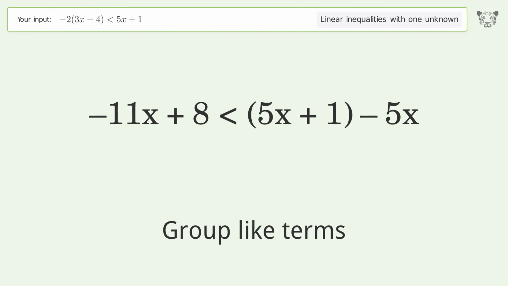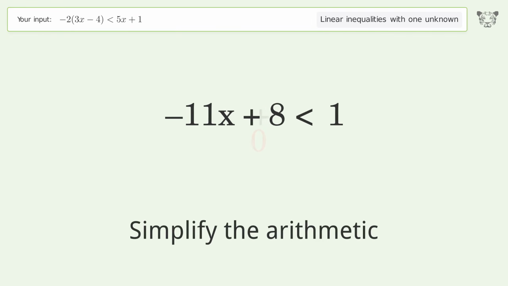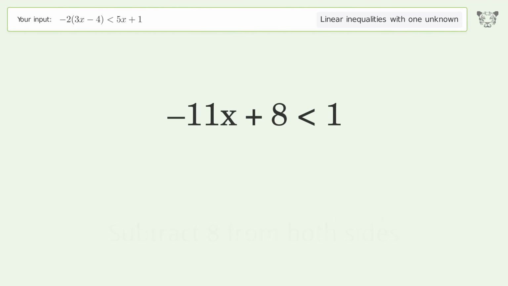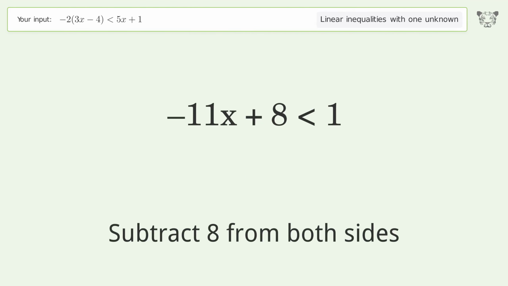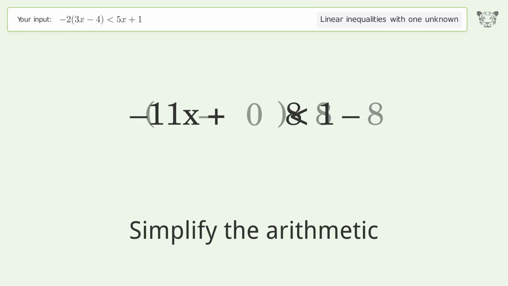Group like terms. Simplify the arithmetic. Group all constants on the right side of the inequality. Subtract 8 from both sides. Simplify the arithmetic.